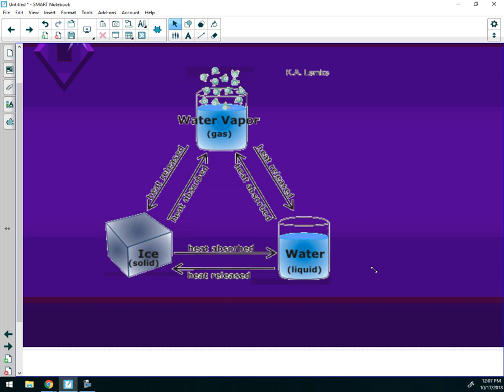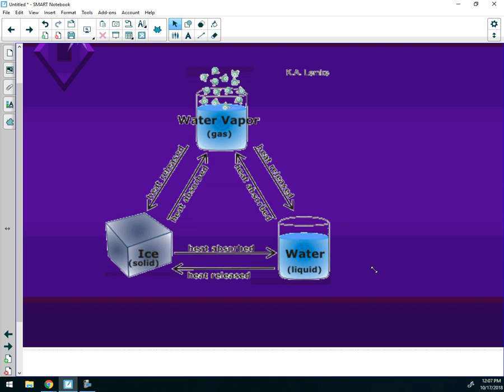Which phase is going to be the lowest energy state? Solid, because although the particles are vibrating, do they change positions? No. Then the next energy state would be what? Liquid, because the particles move around, but they don't separate completely. Then the highest energy state would be what? Gas, because now the particles can move and they can separate.